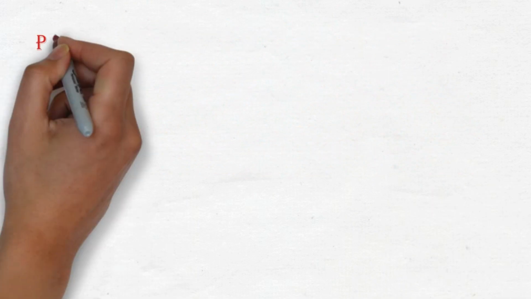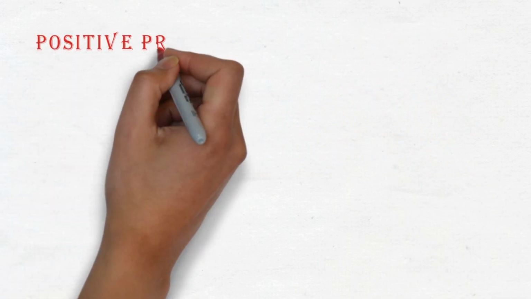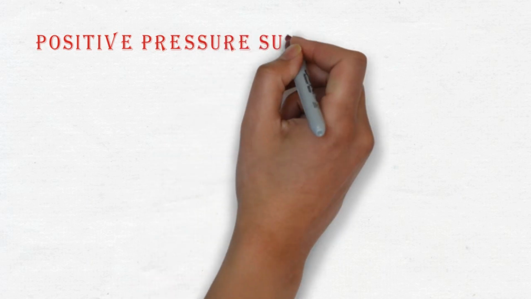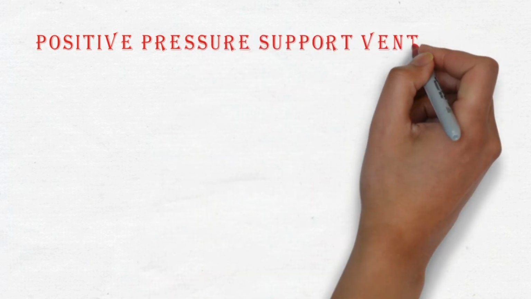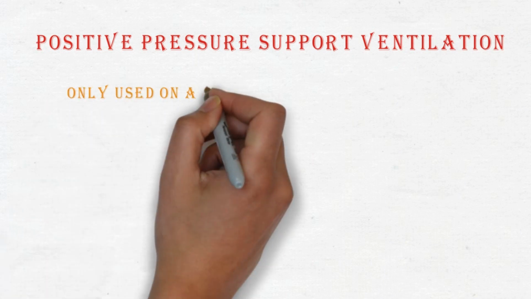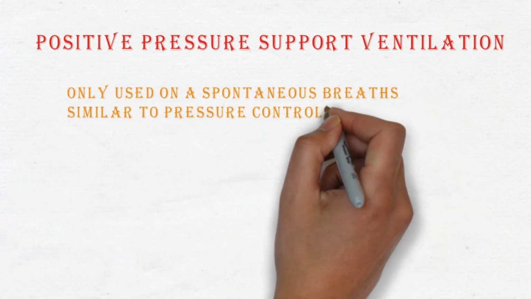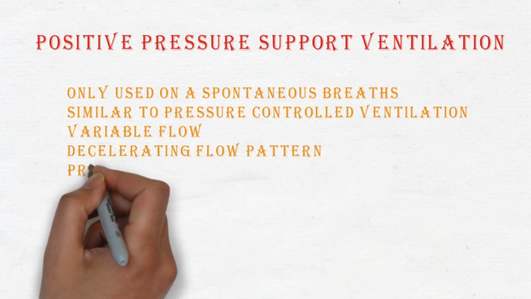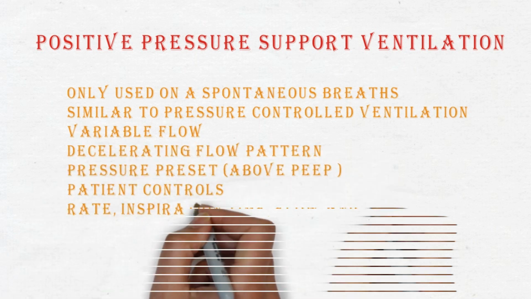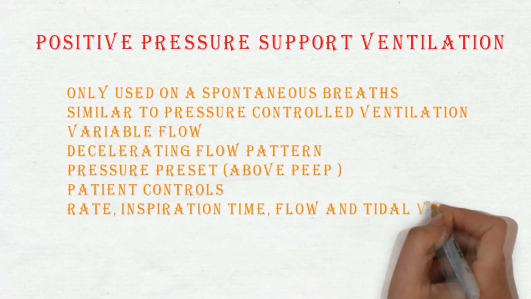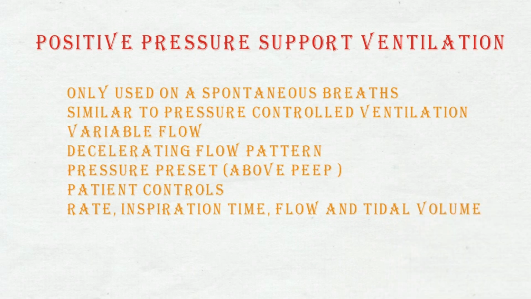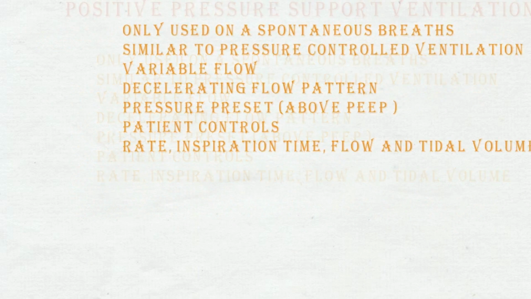Now let's go to the last of the most common modes of ventilation, that is the 5th one, which is pressure support ventilation. In that, it is only used on a spontaneous breath, which is similar to pressure control ventilation, which has variable flow. Also a decelerating flow pattern is there in this. Pressure is preset, that is the above PEEP. The patient controls the rate, inspiratory time, flow and tidal volume.